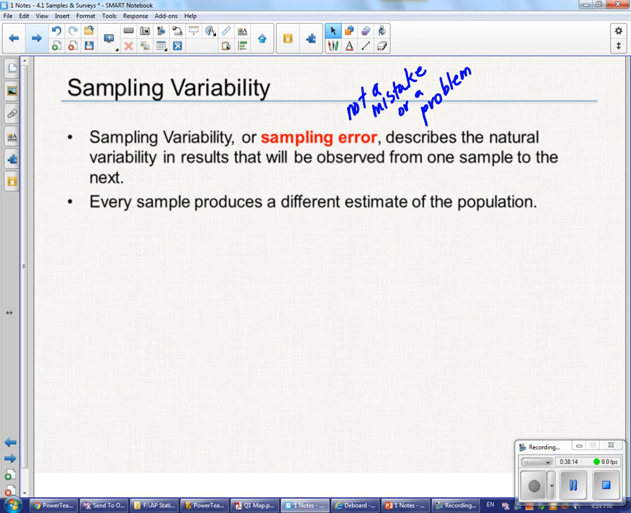But sampling error is not the same as bias. Bias is a systematic difference from the true value. It's a systematic favoring of one outcome, whereas sampling variability or sampling error is just the tendency for my sample results to be different. It's normal and natural, and it's not a problem at all.